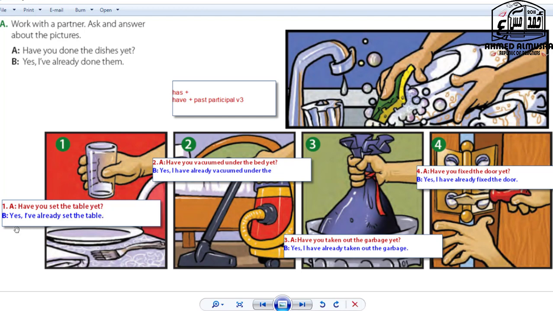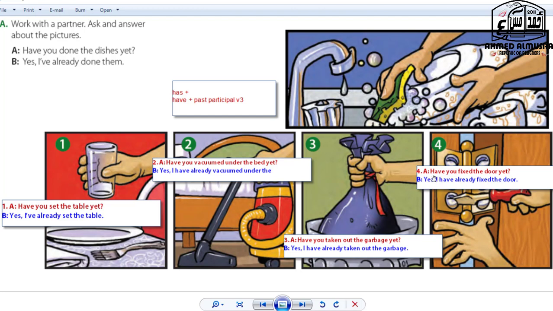Have you set the table yet? I have already set the table. Okay, number two. Now here. Have you vacuumed under the bed yet? Yes, I have already vacuumed under the bed. So, number three. Have you taken out the garbage yet? Yes, I have already taken out the garbage.